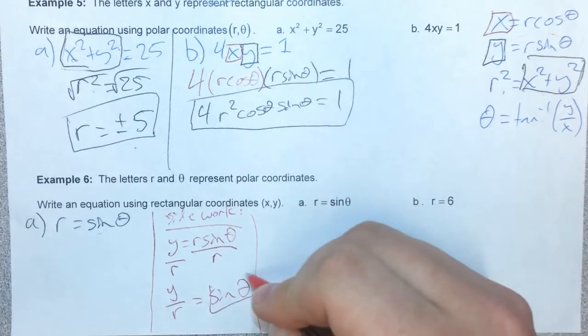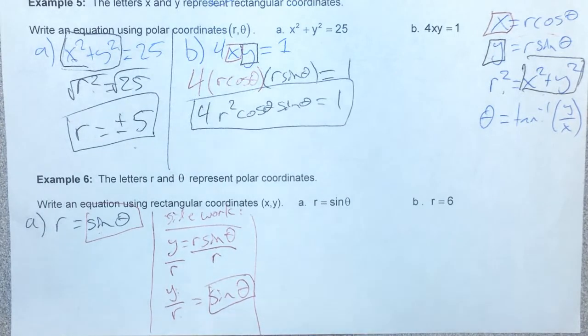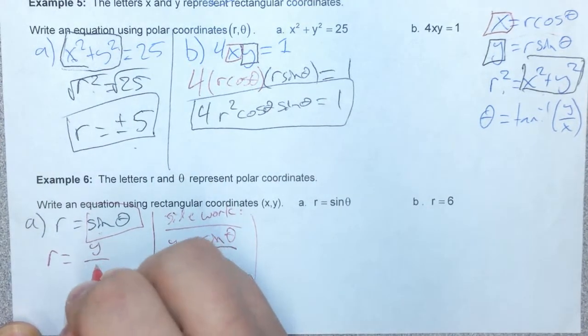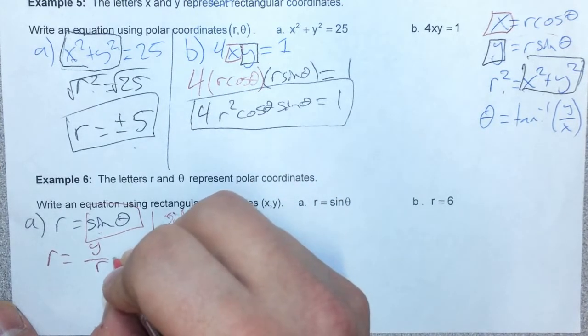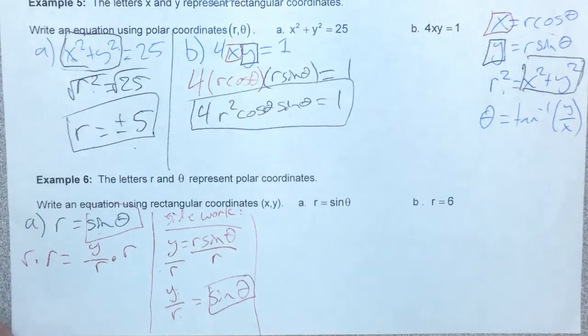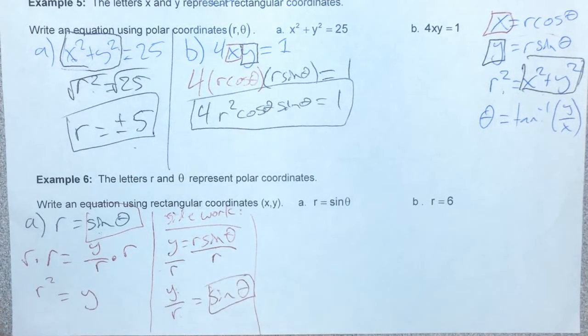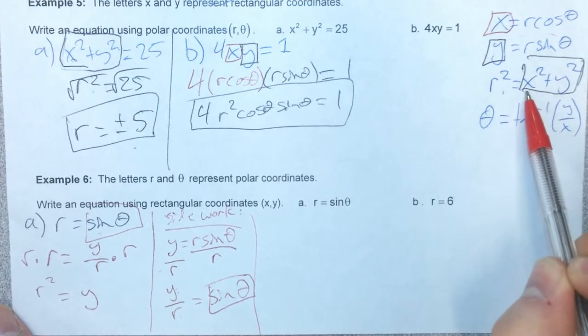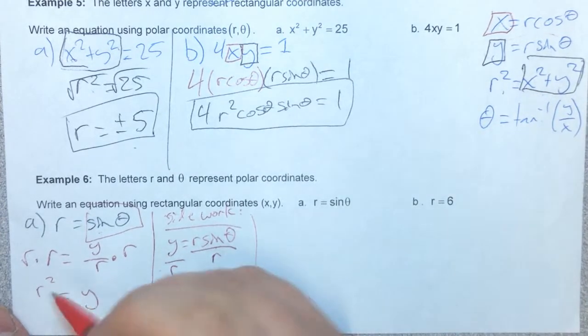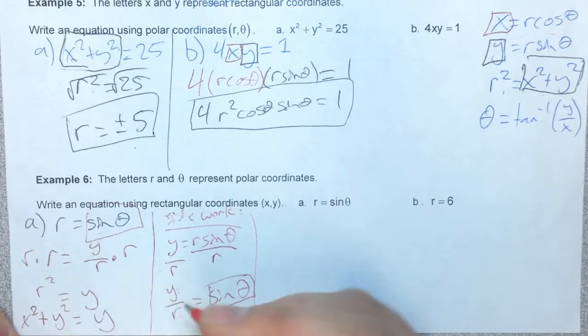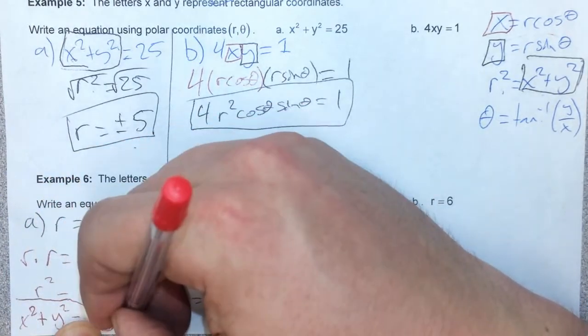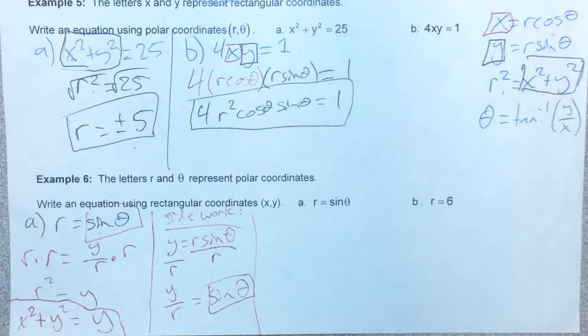So now I've got a sine theta here and a sine theta here. I can replace it with y over r. So now r equals y over r. Let's get those r's together, so I'll multiply by r on both sides. I get r squared equals y. What does r squared equal? x squared plus y squared. So x squared plus y squared equals y. I got rid of r's and I got rid of thetas. That's it. There you go.